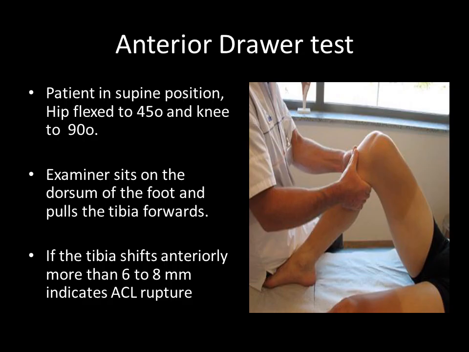Anterior drawer test. It is more of a historical test rather than an actual clinical test. In this test, the patient is in supine position with hip flexed at 45 degree and knee at 90 degree. The examiner sits on the dorsum of the foot and pulls the tibia forward. If the tibia shifts anteriorly more than 6 to 8 mm, it indicates ACL rupture.